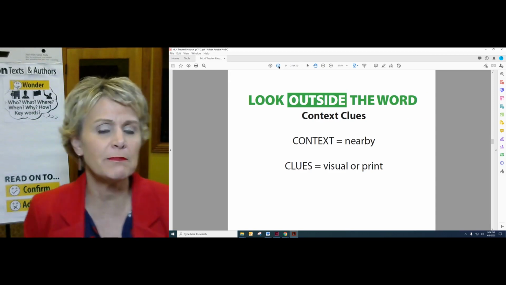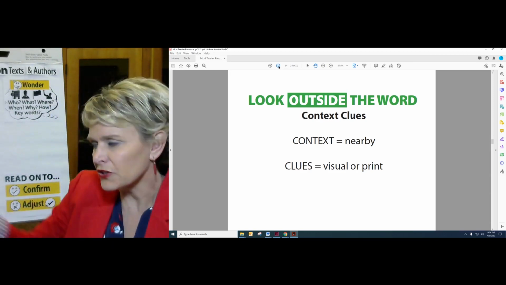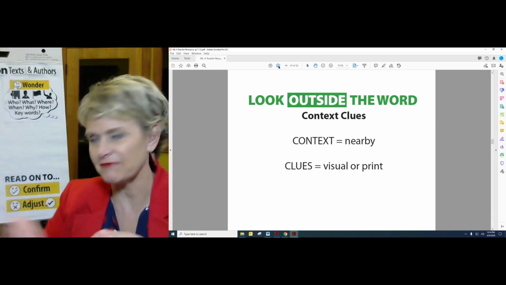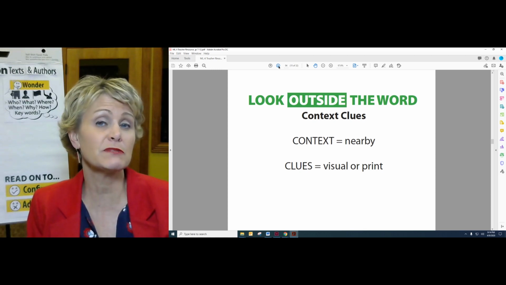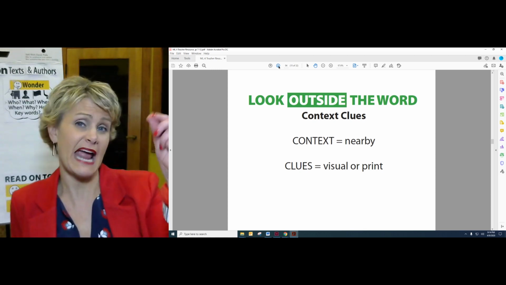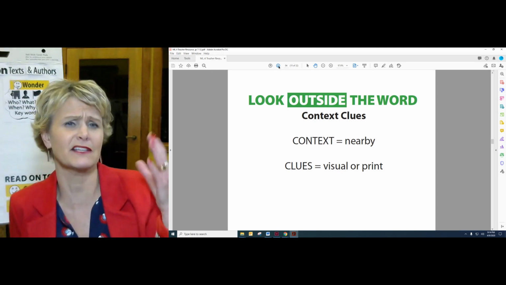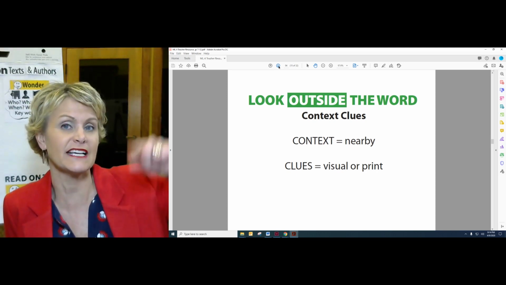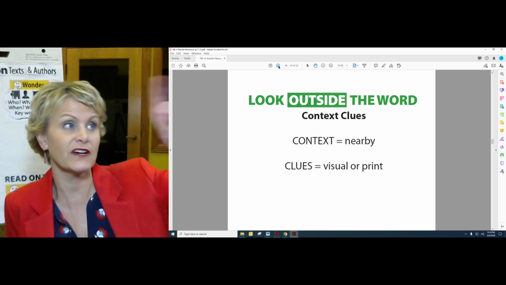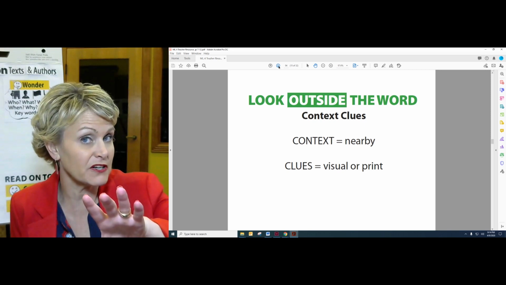Also keep in mind that the clues most of the time will be words, phrases, sentences before and after that word in print. But clues might be visual. There might be an asterisk and a footnote that tells you what it means. There's a vocabulary box, a glossary box. There's a photo and the caption is explaining the word and what it means through the description of the photo. Those visual clues are helpful too.